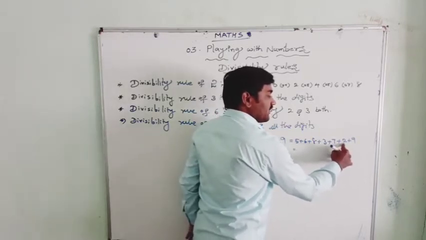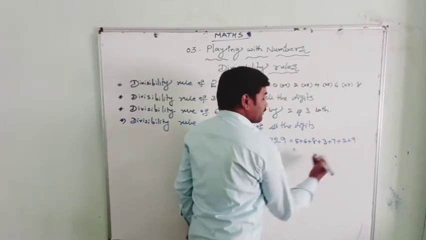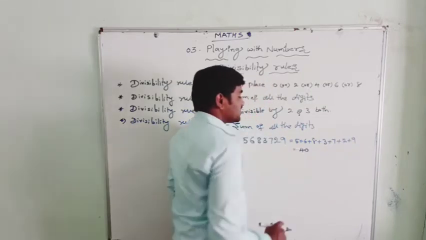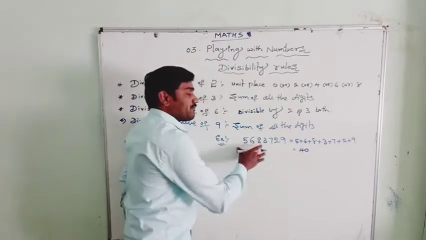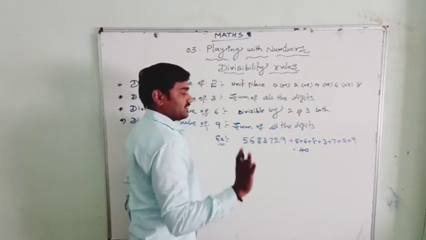29 plus 2 is 31. 31 plus 9 is 40. Is 40 divisible by 9? No, it is not divisible by 9. So this complete number is not divisible by 9.